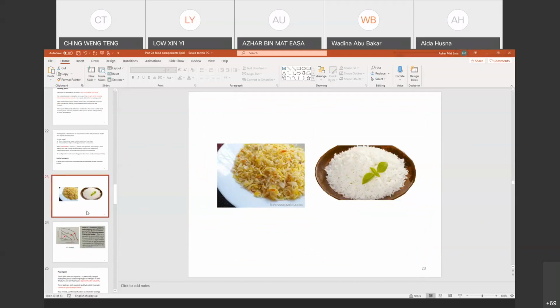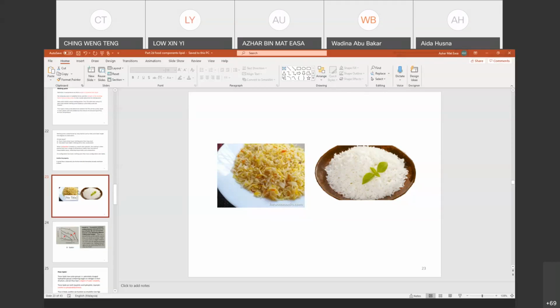You have eaten nasi minyak, yes? To Stephen, nasi minyak is basically oily rice made with a lot of oil. And so which one has better flavor? Nasi minyak or ordinary rice? Answer. Of course, nasi minyak. See, nasi minyak.